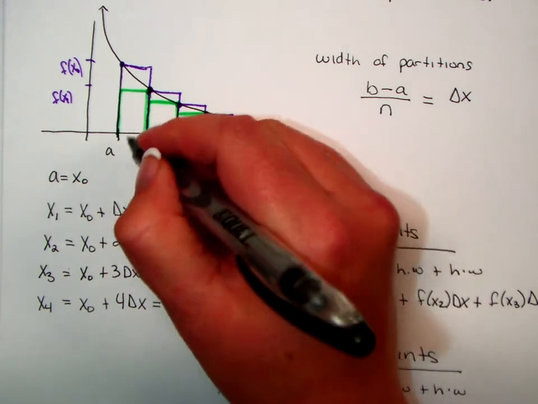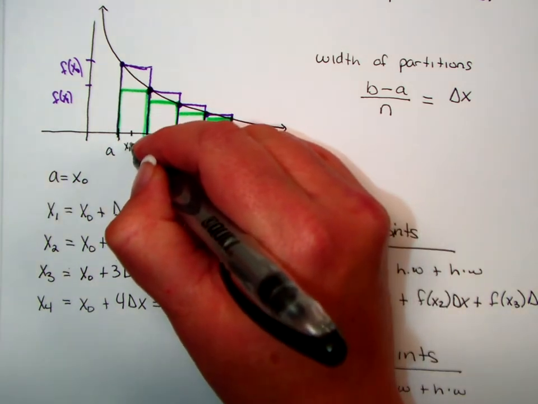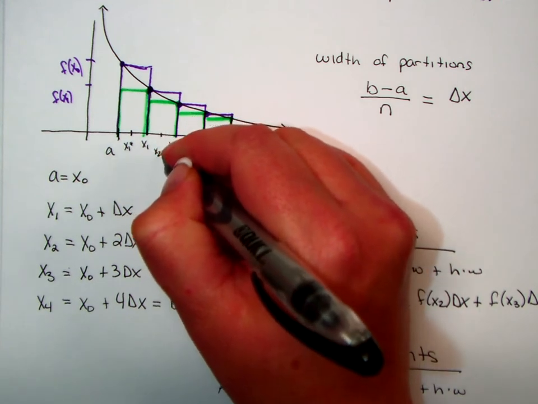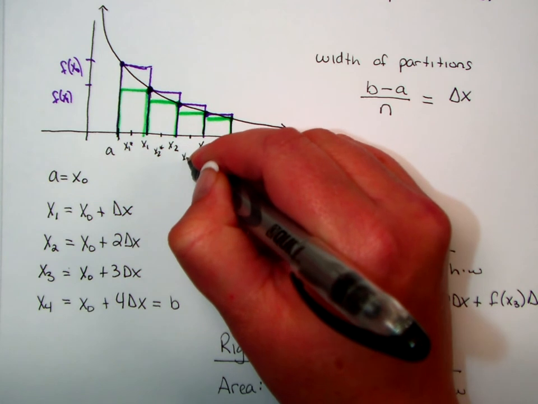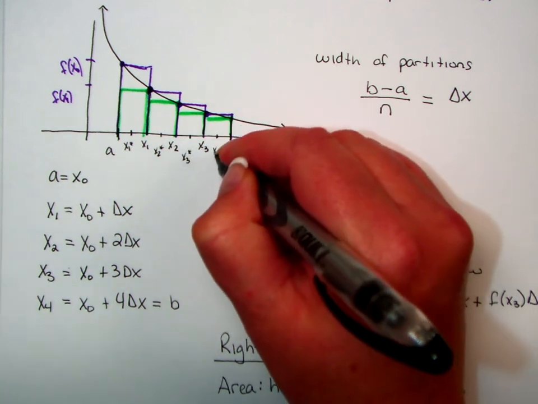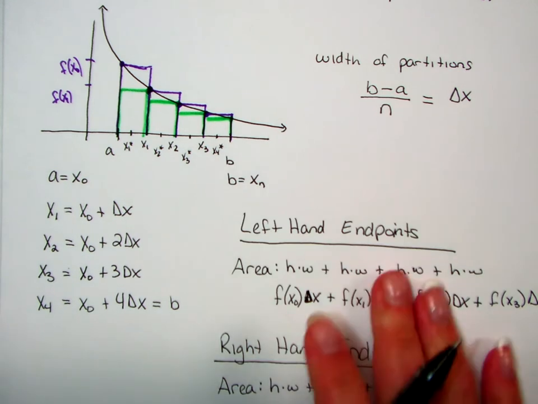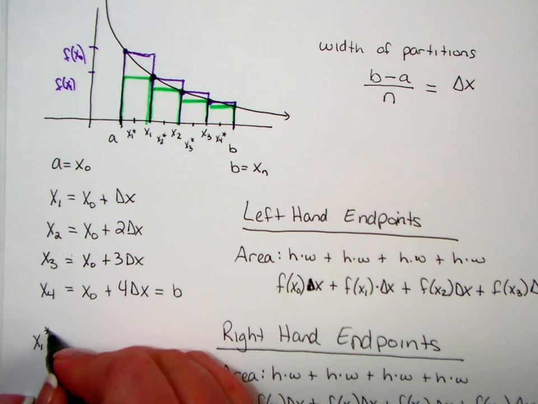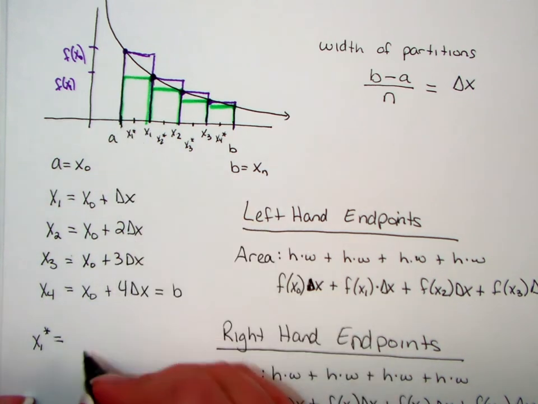We call the first midpoint x of 1 star. The second midpoint we call x of 2 star. The third midpoint is x of 3 star. And the fourth midpoint is x of 4 star. If you notice, x of 1 star is halfway between x of 1 and x of 0.